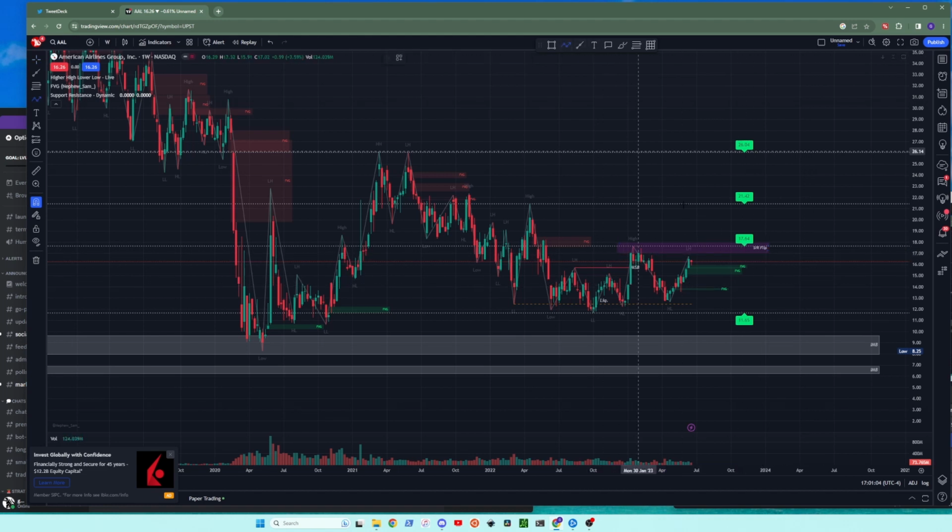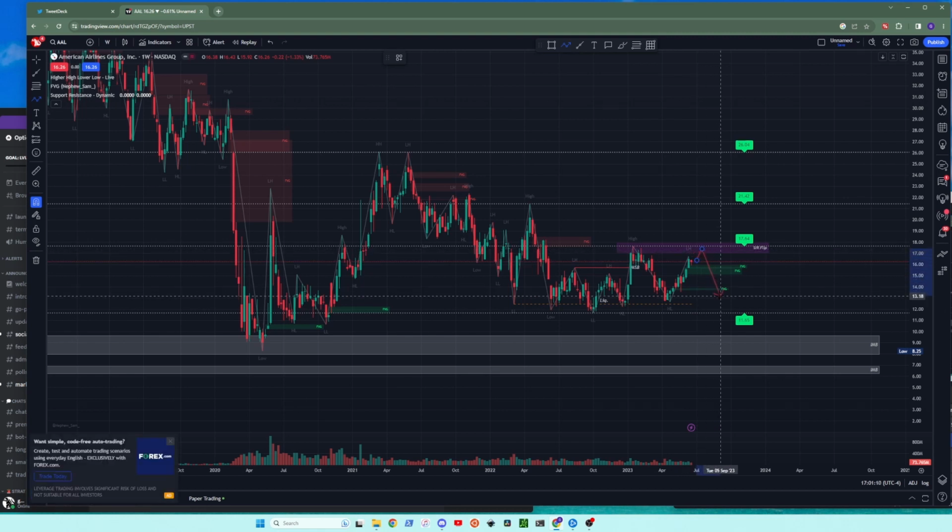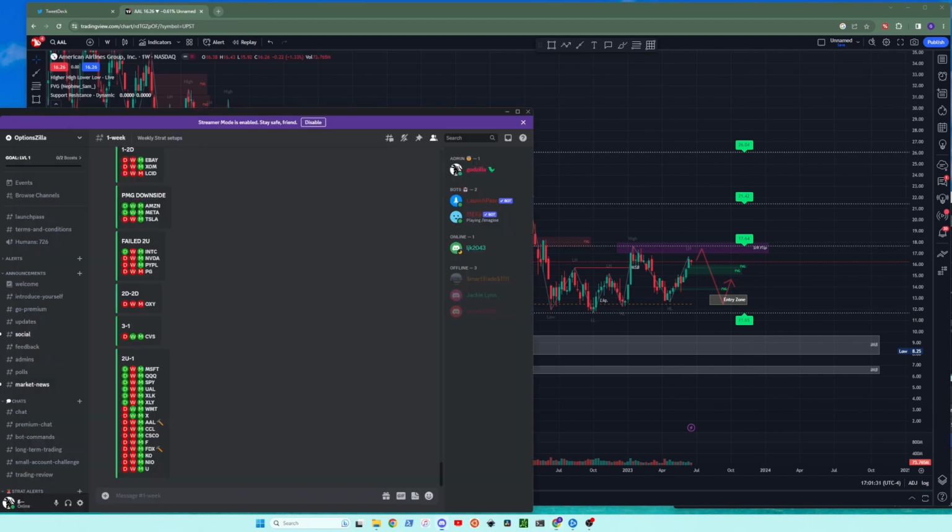If anything, if we don't drop now, I could see it coming up here and then coming back down again. And that's what I would be looking for. This area would be my entry zone if I were going to play American Airlines. All right, what else?